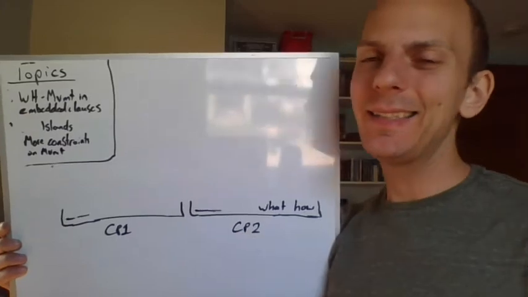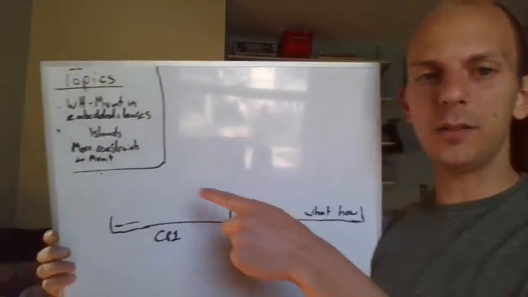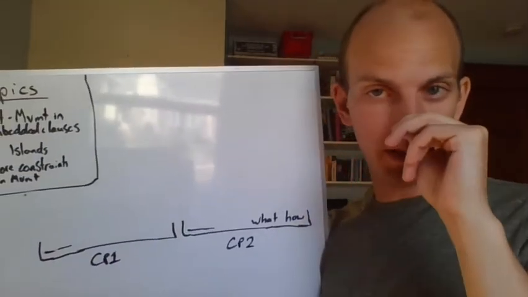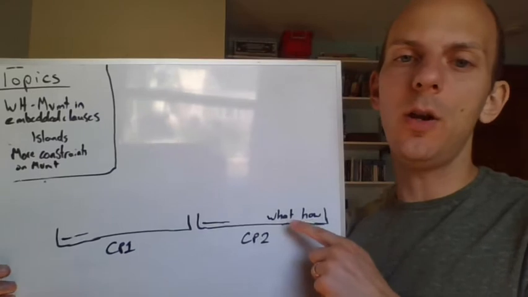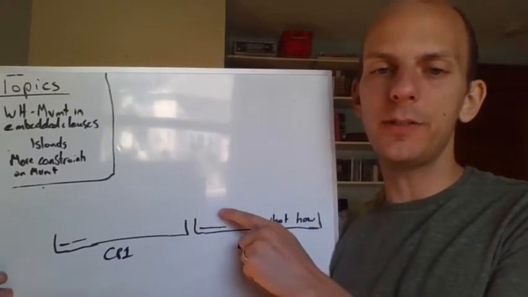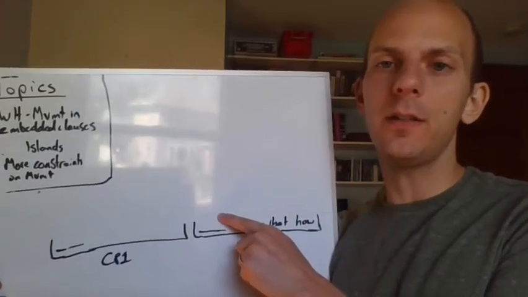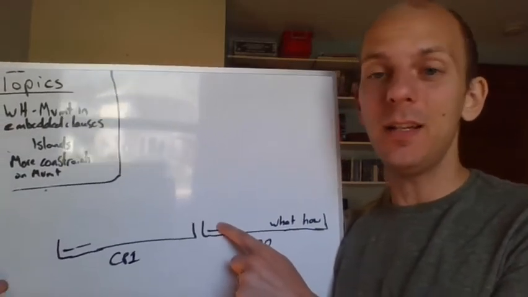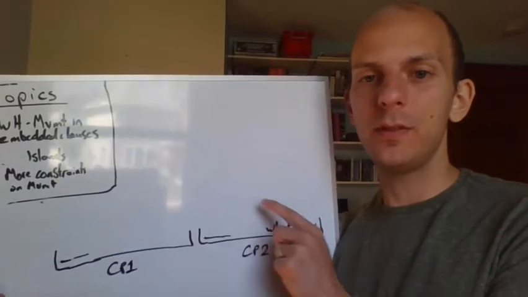I'm going to redraw this real quick because I smudged everything. Why are they both targeting the lower one? Because it's the closest one. And our new constraint on movement is that you always target the closest potential landing site you have. So these things, knowing they want a spec CP, are both going to target this lower specifier of CP. The problem is, as soon as one of them moves to this lower one, the other one can't. So as soon as how moves, we'll move how out first.